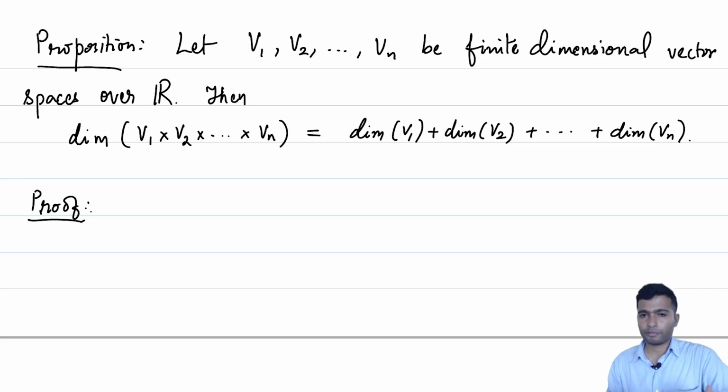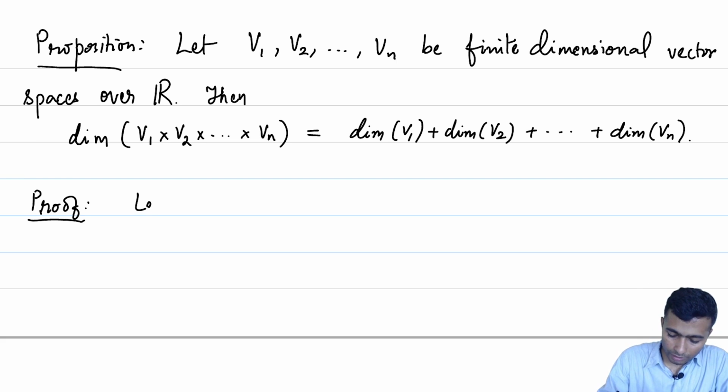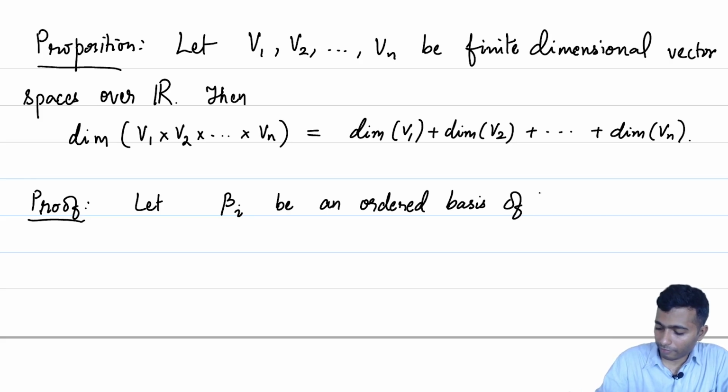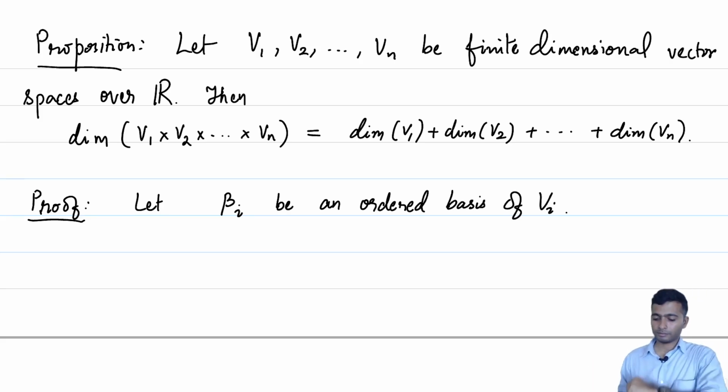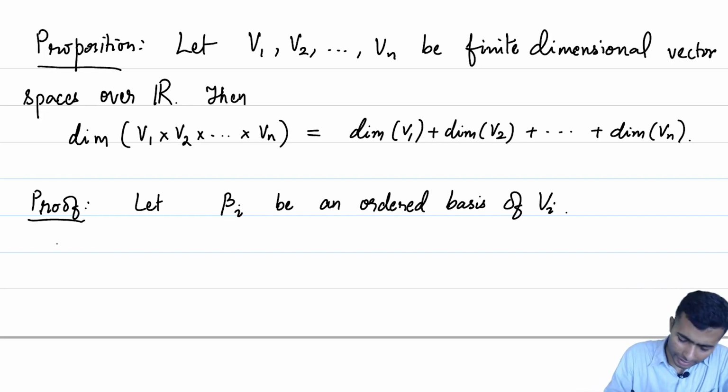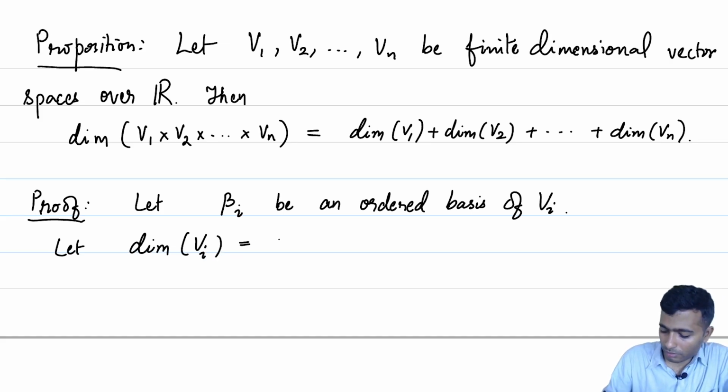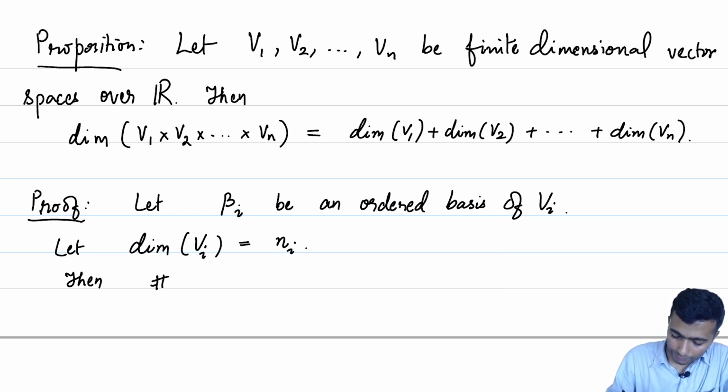So, we know that V1, V2 up to Vn are finite dimensional. So, let beta i be an ordered basis of Vi. We know that beta i has size equal to the dimension of Vi. Let us give it a name: let the dimension of Vi be equal to ni. Then the size, or cardinality, of beta i is equal to ni.